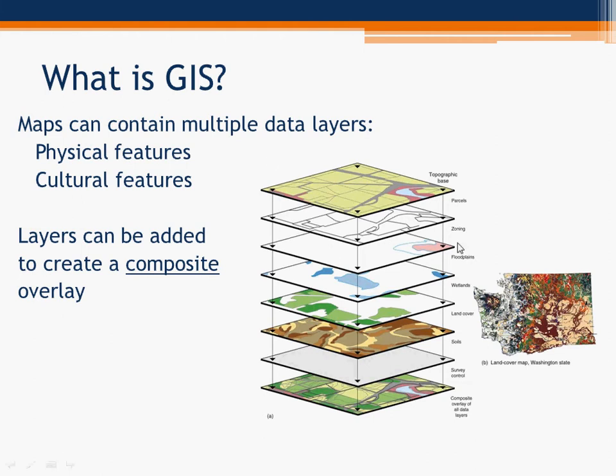However, we also have floodplains, wetlands, land cover, which are more natural or physical types of features. So we would store each one of those in a different layer. Soils, of course, survey control, that's going to be a human type of layer where we have control points out in the real world for registering our geographic data. And of course all of those layers, and these are just examples, all come together to create a composite map that we can then use to analyze the relationship between the layers.